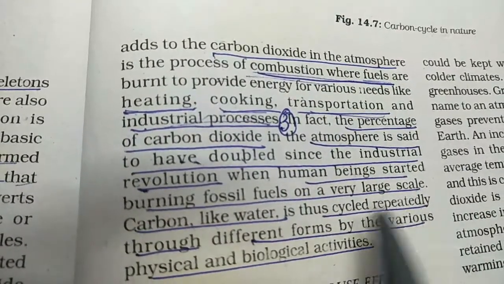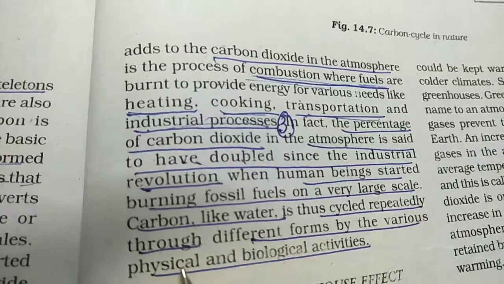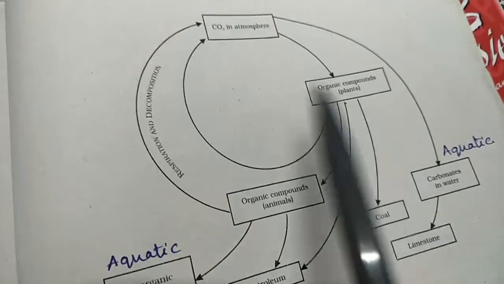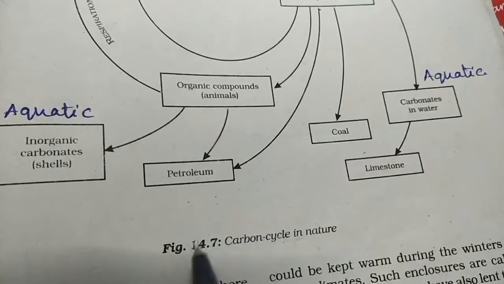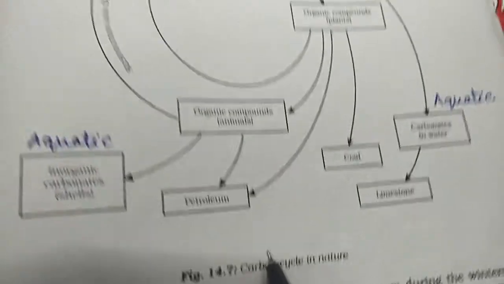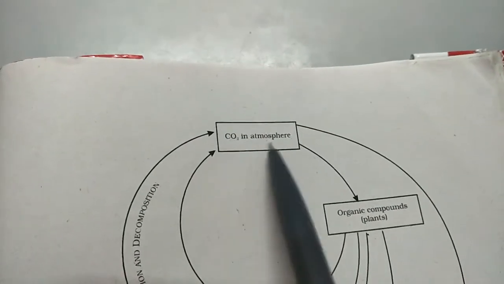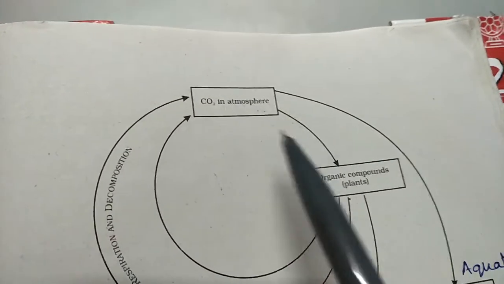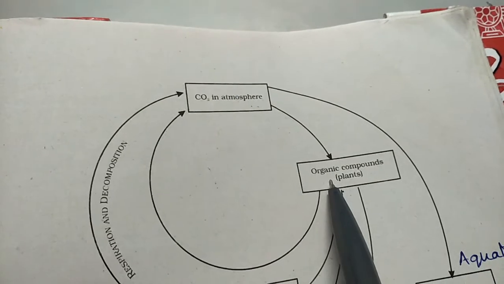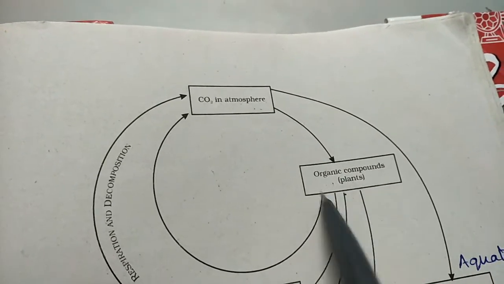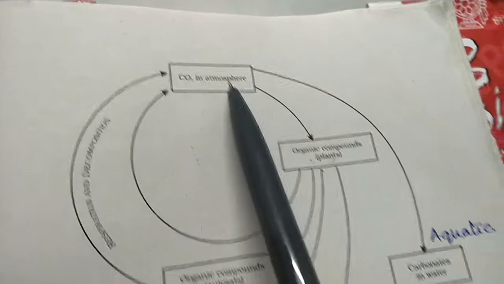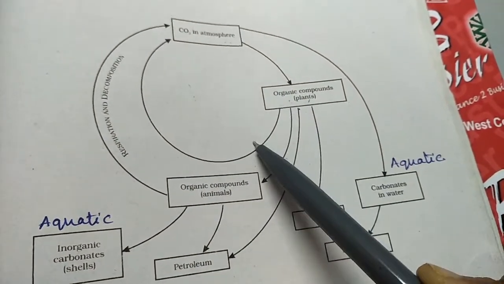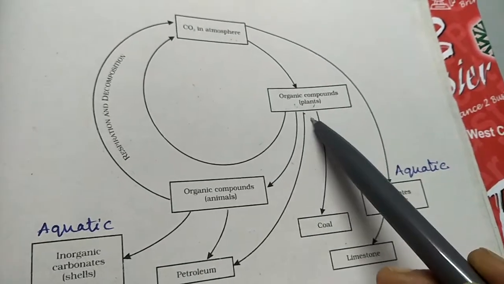Then this is recycled through various physical and biological activities. So let us have a look at the carbon cycle given in figure 14.7. If you see, it starts from the carbon in the atmosphere. This carbon in the atmosphere goes directly to the plants. The organic compounds of the plants are formed by this carbon dioxide. Now from here, you can see there are four different pathways: the first one, second one, third and fourth.